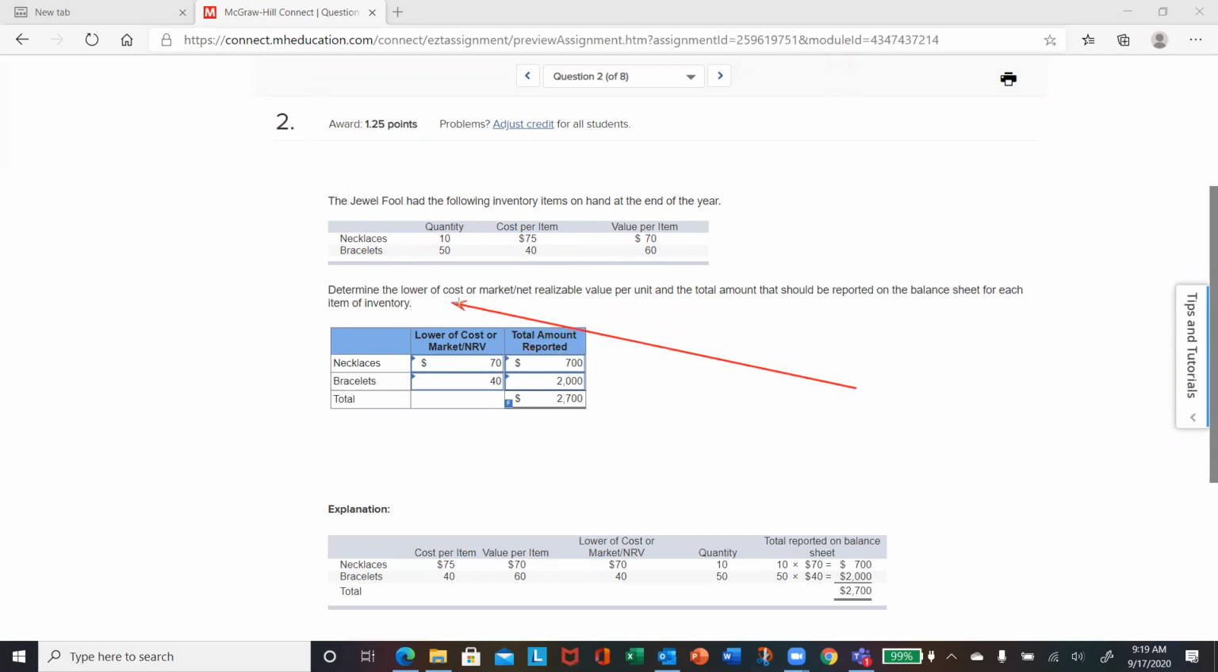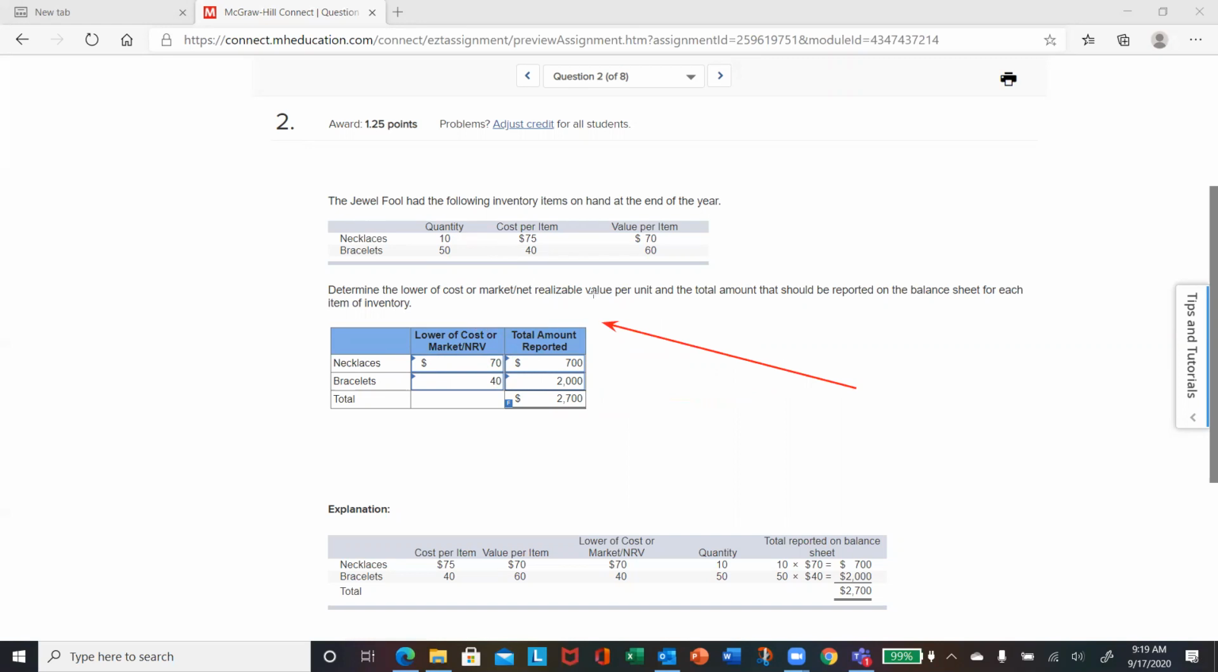So it says determine the lower of cost or market, net realizable value, NRV, per unit, and the total amount that should be reported on the balance sheet for each item of inventory. So again, here's your lower of cost or market. Notice this is the 70 for the necklaces, and for the bracelets, you've got the 40. That's the cost. You just take the 70, for the necklaces, times the 10, and for the bracelets, it's going to be 40 times the 50. This is going to be the total amount that they would report.